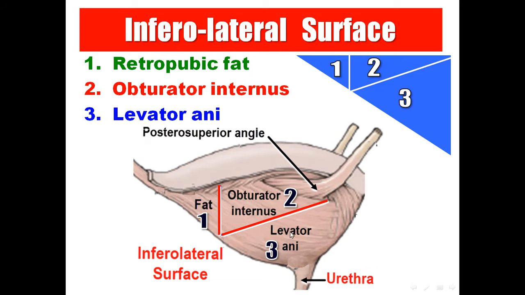So the inferior lateral surface: the anterior part is related to the retropubic fat, and the posterior part is related to obturator internus above and the levator ani below.